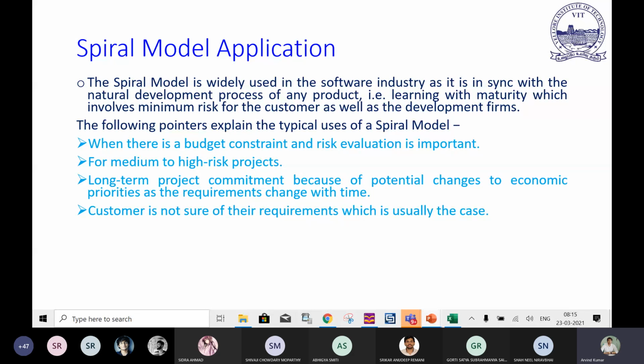Long-term project commitment, because of potential changes to economic priorities, as requirements change with time, that is possible. The customer is not sure of their requirement, which is usually the case. Sometimes or many times when you are giving some project or software development, requirements are not crystal clear in our mind, and some functionality is required at some point of time.